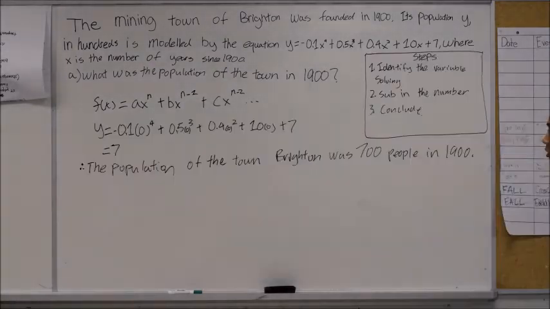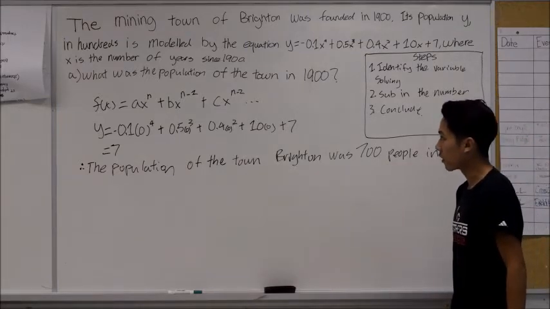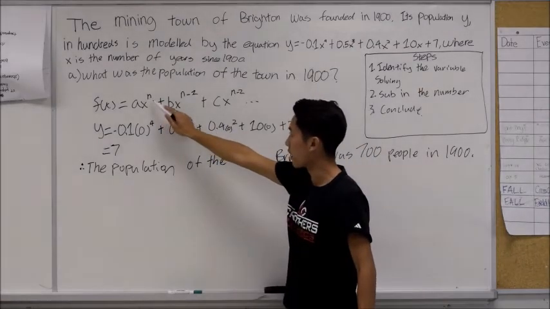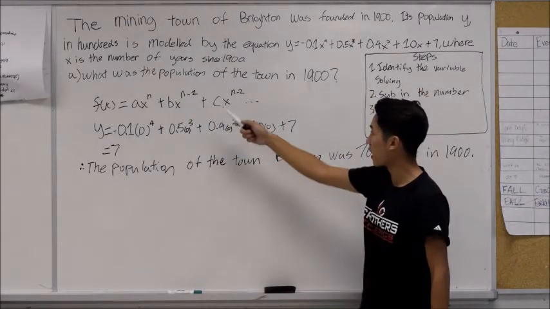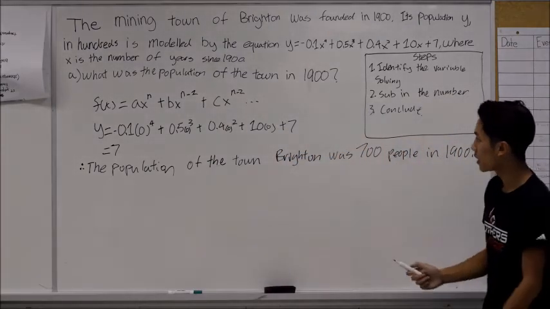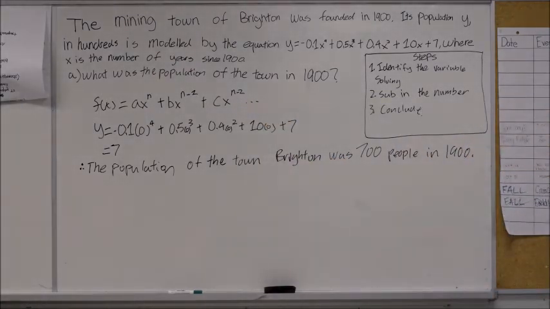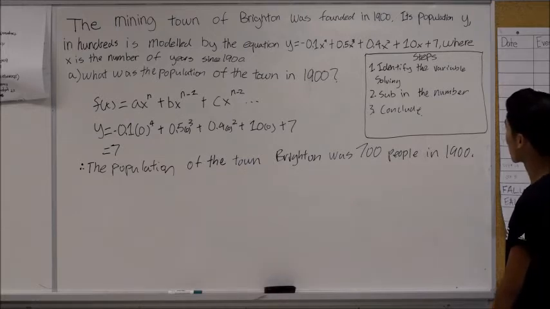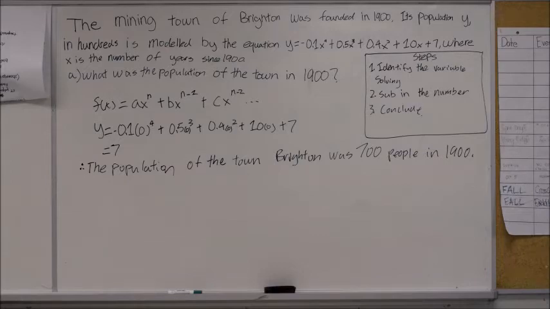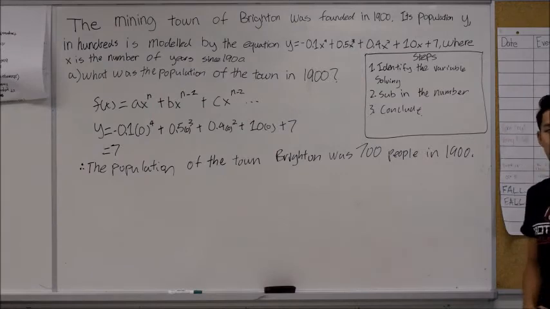How do we know? The degree of the function is the same as the highest exponent of the function, which is 4 in this case. This is also known as a quartic function. Right now the question asks, what was the population of the town in 1900?